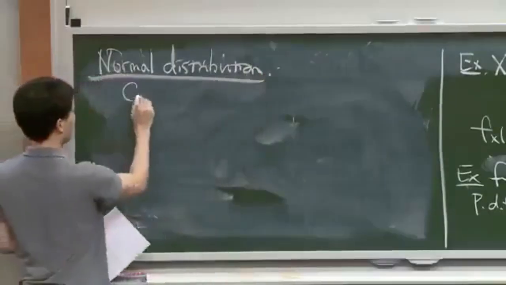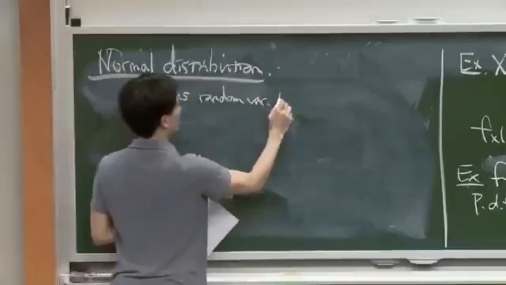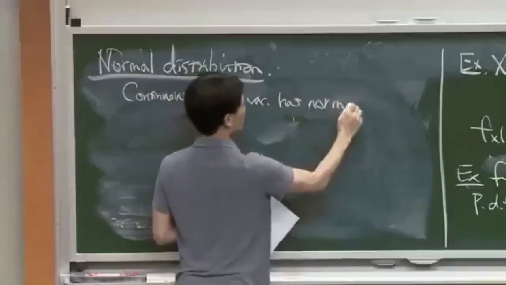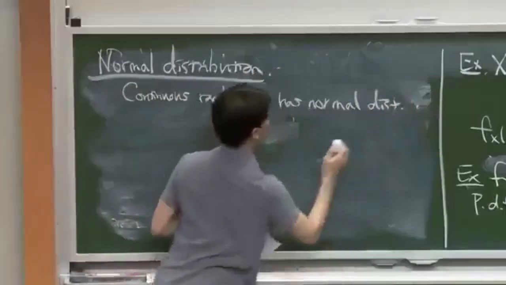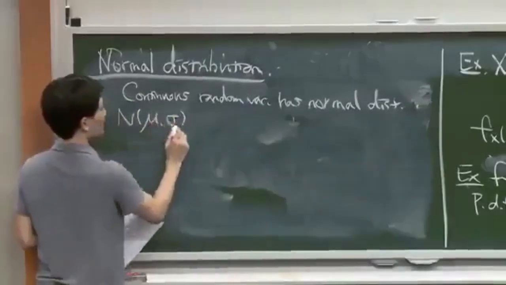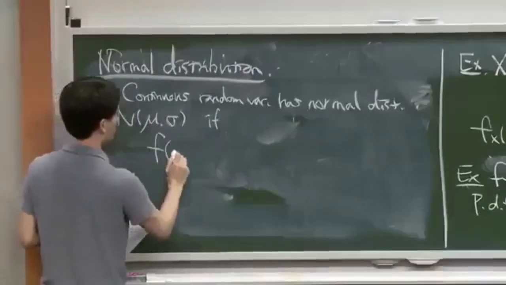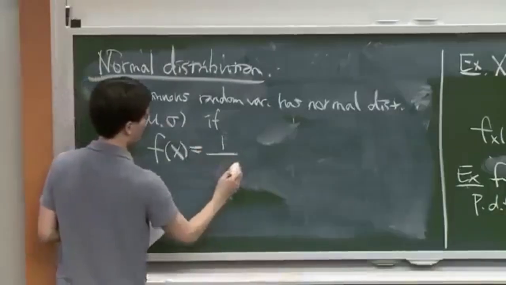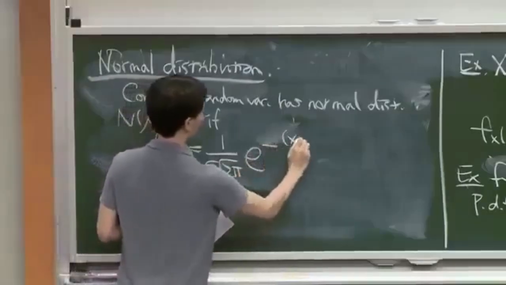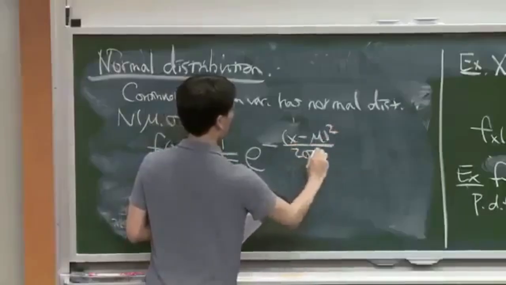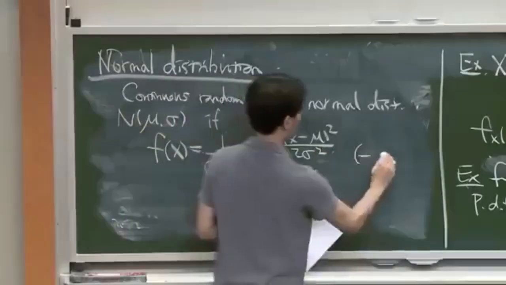It's a continuous random variable. Our continuous random variable is said to have normal distribution N(mu, sigma) if the probability density function is given as 1 over sigma square root 2 pi e to the minus (x minus mu) square over 2 sigma square, for all reals.